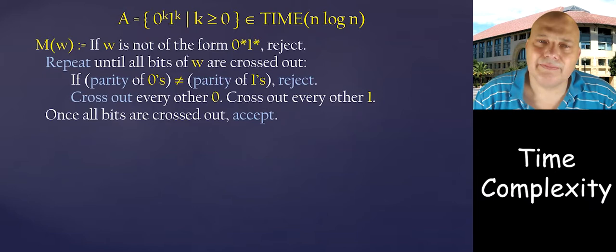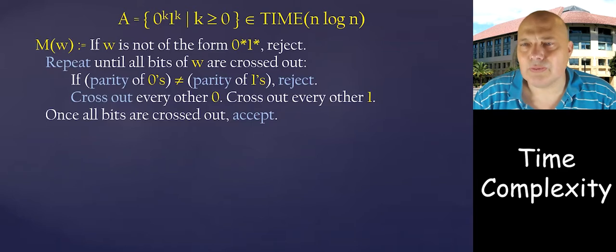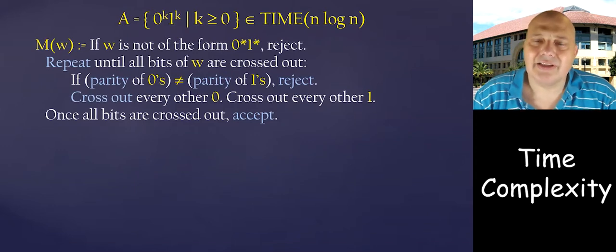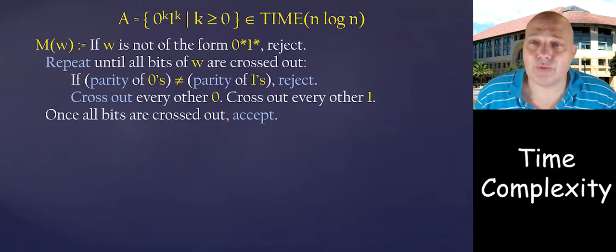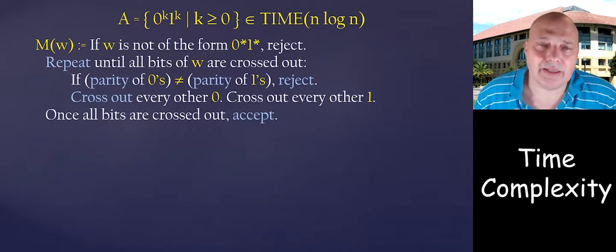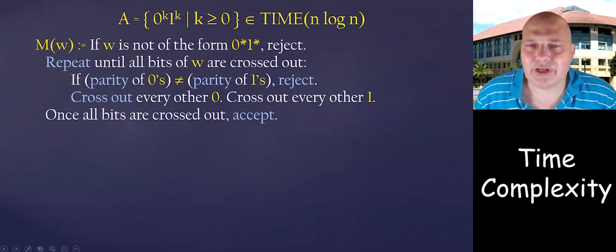Now, if the number of zeros is equal to the number of ones, then this operation will, of course, keep the number of zeros and ones the same. If the number of zeros is different, then this operation will keep it different. And this operation also progressed much more quickly than in the previous algorithm when we crossed off one at a time. Crossing off one at a time is much less efficient. So here, instead of n steps, we're going to do just log n steps. And once all the bits are crossed out, we're going to accept.